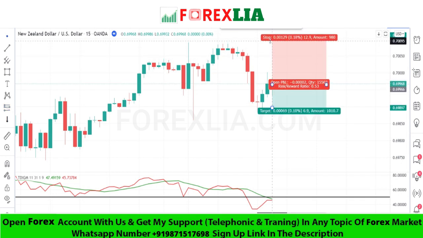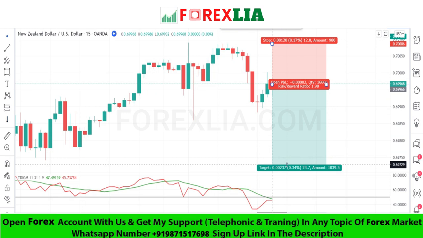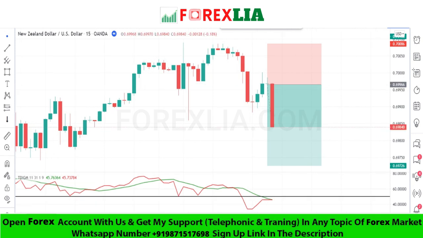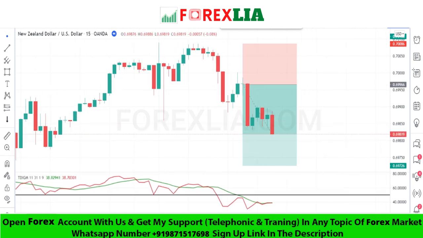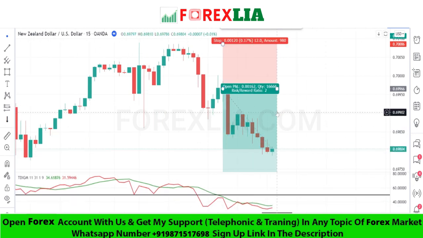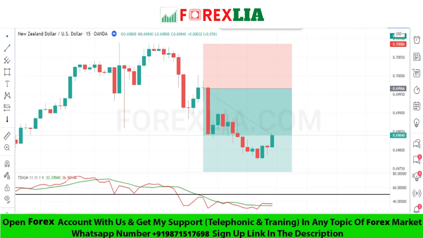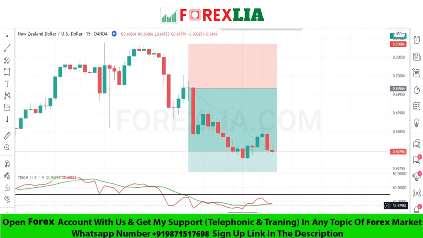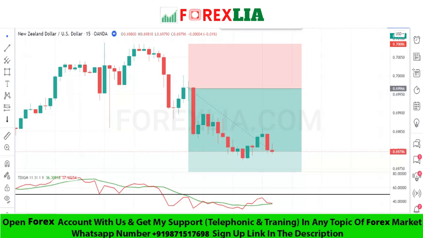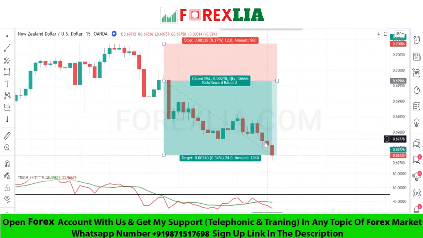Set the stop loss at the previous high point. Set the profit target at 1:2. We won this trade.